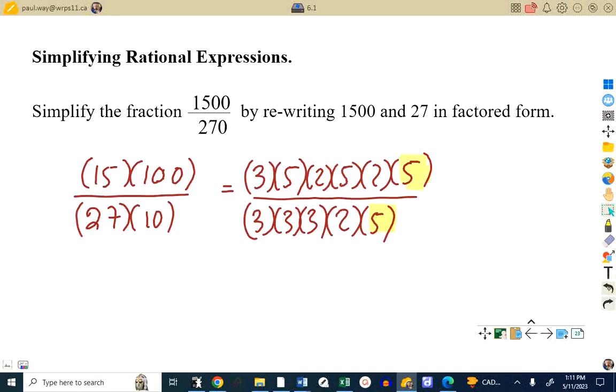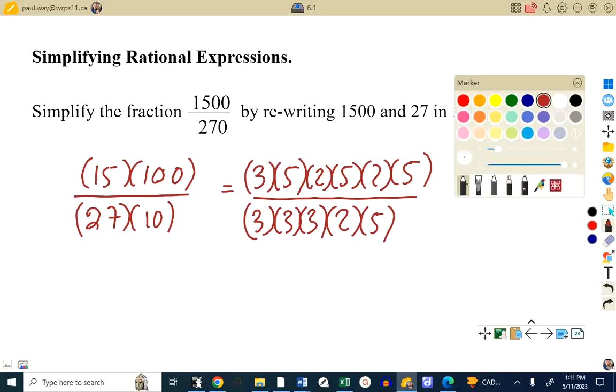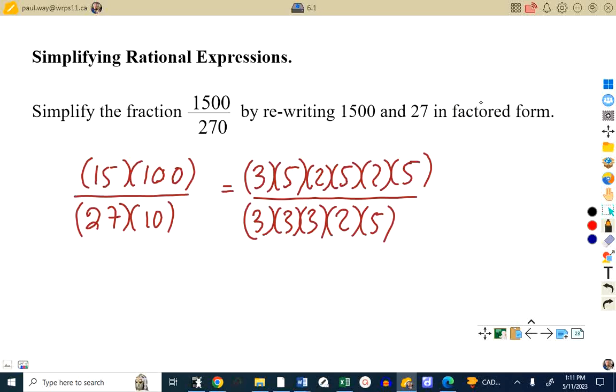And I want to get rid of these highlights because they're just going to get in the way of this next bit of business. That's where the idea of canceling comes from, where you say, well, I have a 3 and a 3, I have a 5 and a 5, I have a 2 and a 2, and that's it. I'm done. The only thing I have left on the top is 5 times 2 times 5, which you should be able to figure out is 50. And the only thing I have left on the bottom is 6. Oh, no, is 9 rather. So I get 50 over 9.